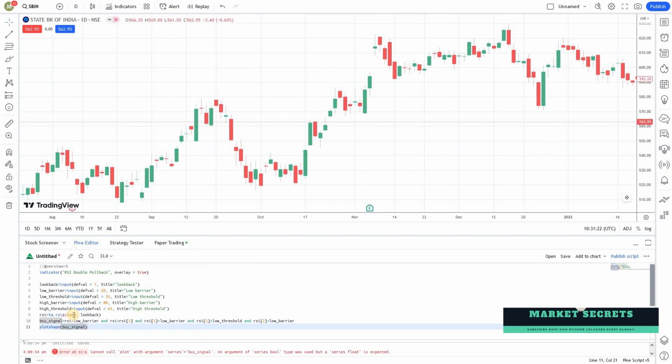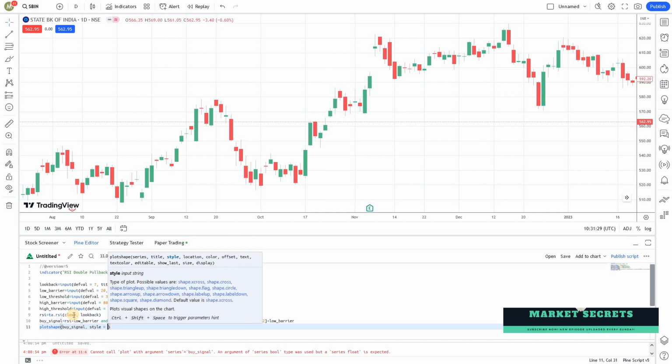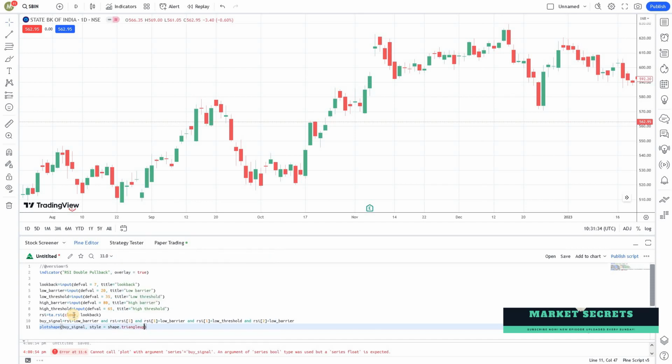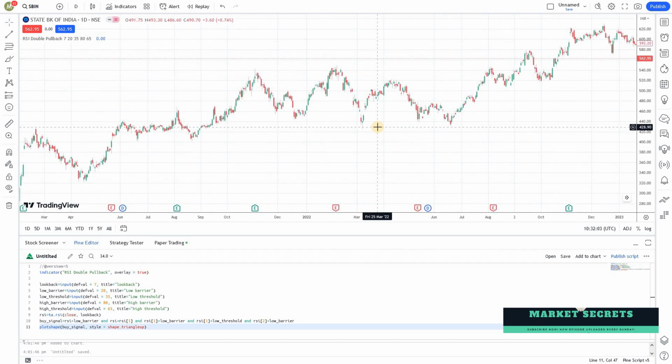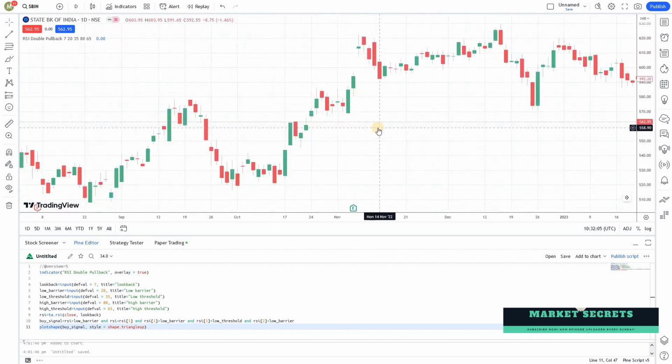So instead of plotting it as a graph, I'm plotting it as a shape, and you need to give the shape. That is, you need to use a style function and shape.triangleup. This is what we generally use for buy signals. So I'm using it and adding it to the chart now. It's still working on it, and it's done. So you should spot an upper triangle if you have such a signal.